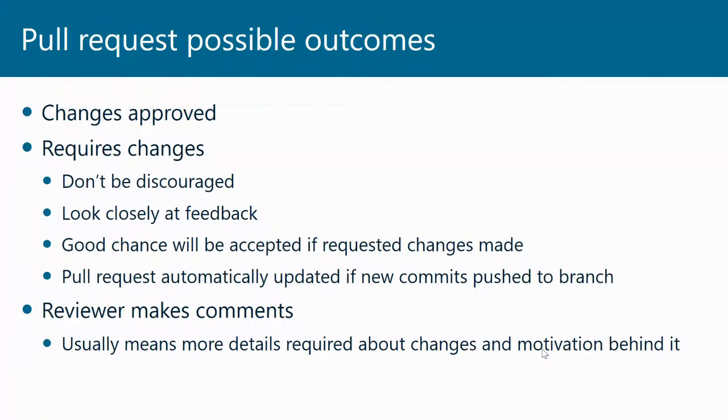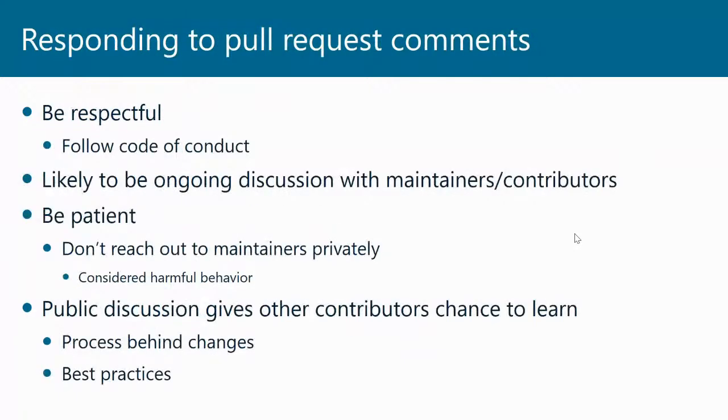So whatever branch, this is why it's a good idea to create a separate branch like I demoed to you a moment ago. And if they come back with comments about what changes should be made to your pull request, you can make those changes, commit them up to your repo. And when you do that, automatically the pull request will get updated. Maintainers can look at that and decide whether they like the changes you made. And it may be an iterative process for a while. The reviewer may make comments as well. That usually means that more details are required about the changes and the motivations behind those changes.